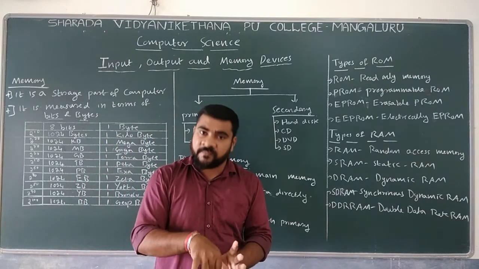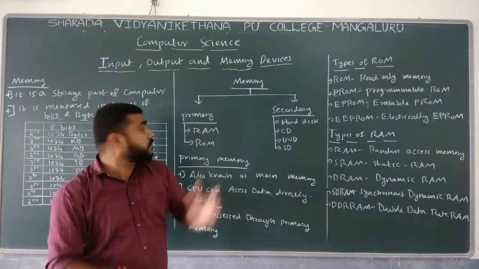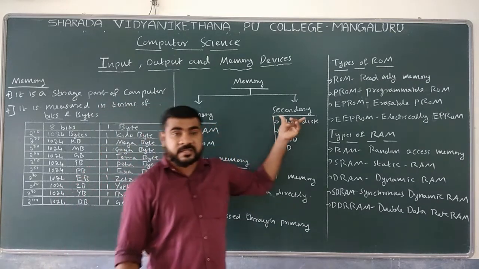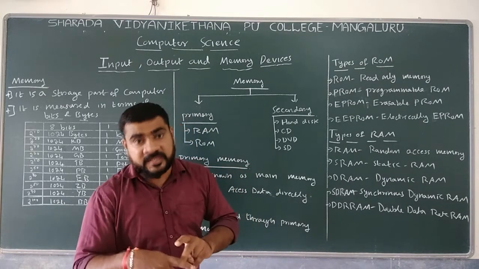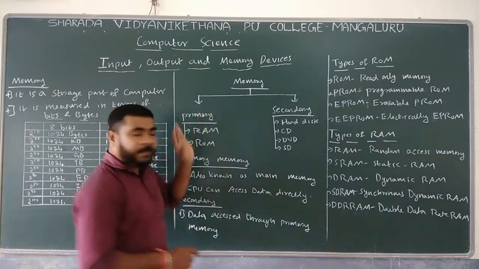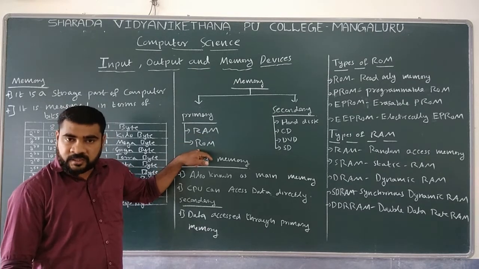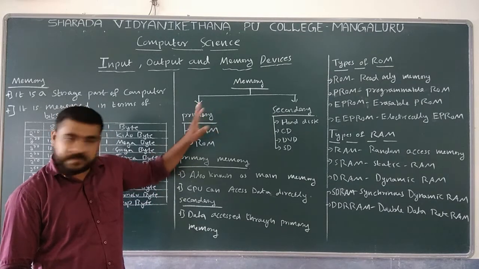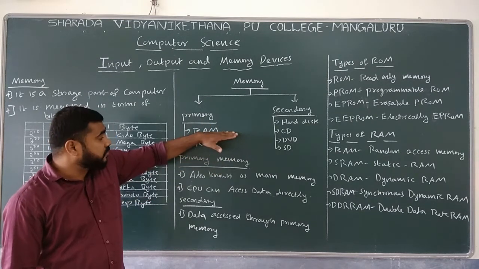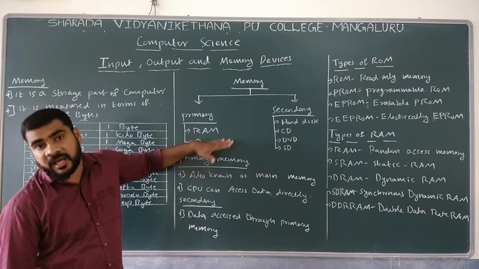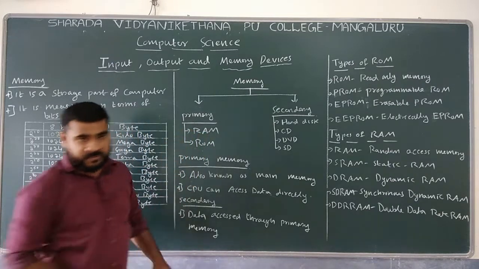So memory is mainly divided into 2 types. One is primary memory, one more is secondary memory. Examples for primary memory are RAM and ROM. Random access memory, I am going to explain later, and the second one is read-only memory. These are the examples for primary memories.